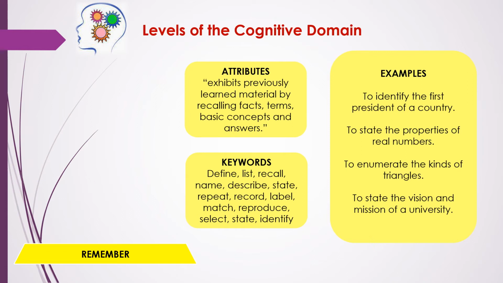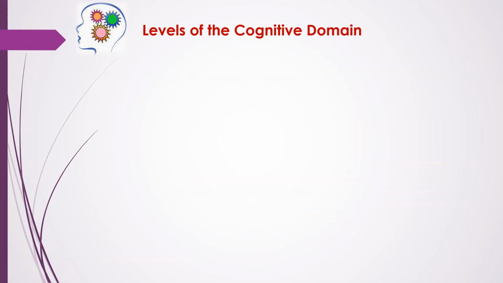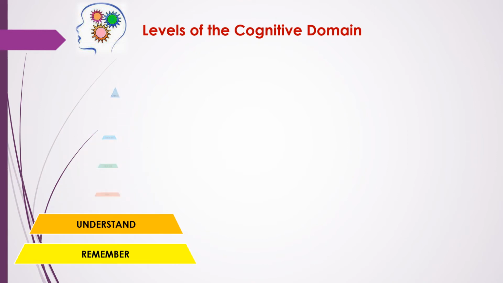Another one is to state the vision and mission of a university. This is still part of the remembering or the knowledge level. So, ganun natin gagamitin yung keywords under this level. Then, the next level is understanding or comprehension level. No? So, this is the second level of thinking skills.